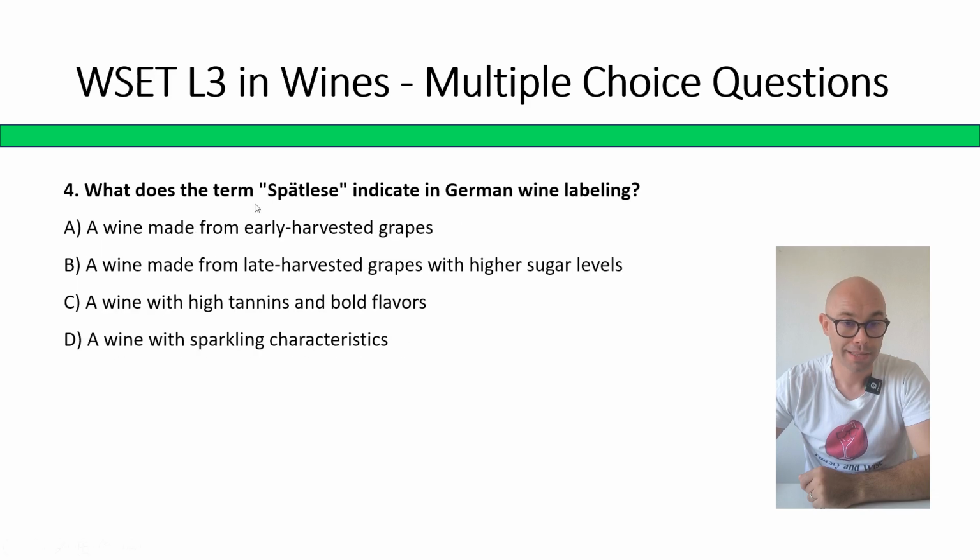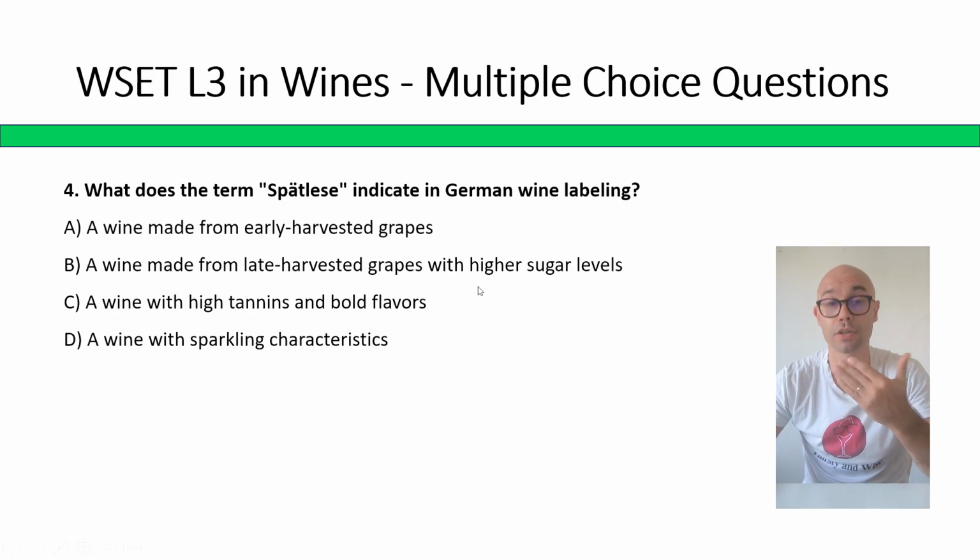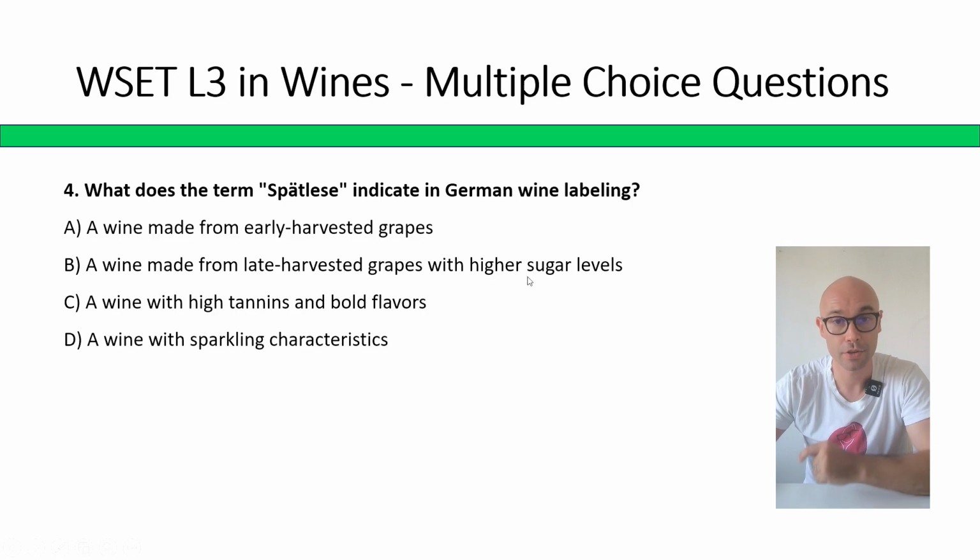What does the term Spätlese indicate in German wine labeling? A wine made from early harvested grapes, a wine made from late harvested grapes with high sugar levels, a wine with high tannins and bold flavors, a wine with sparkling characteristics. The correct answer is B. Spätlese is a term that indicates late harvest wines, a wine made from late harvested grapes, which automatically means that the sugar level in these grapes is going to be higher.